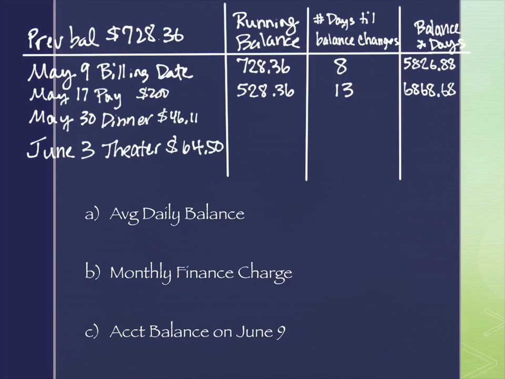All right, and then we're going to go to dinner. And at dinner, we're going to charge $46.11 to our card. So what are we going to do with the $46.11? Right, we're going to add it to the $528.36. Okay, so $528.36 plus my $46.11. What will that give me?